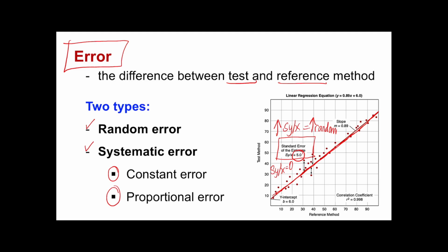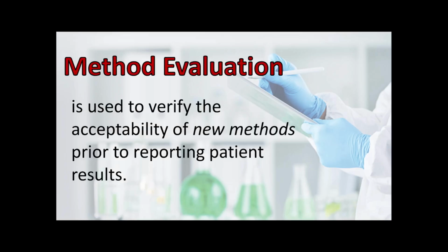And you will have a clue that proportional error exists when the slope is not equal to 1. In this case, you have 0.89. That means there is a presence of proportional systematic error. After determining the differences and agreement between the test and reference methods, we can now check if the new method can be used to generate reliable laboratory results.